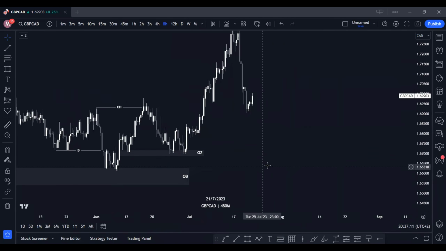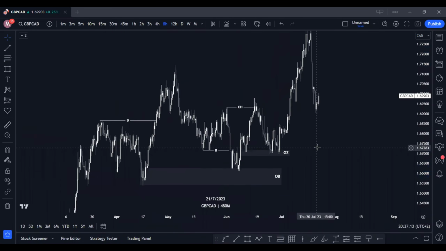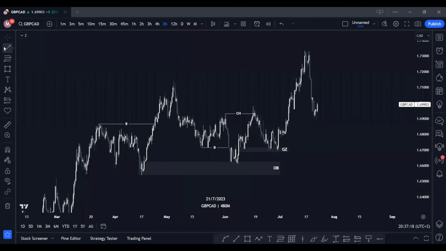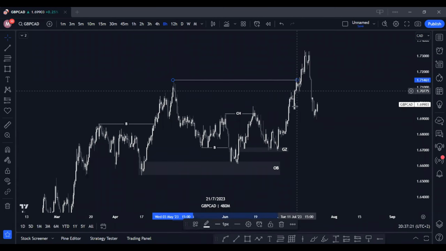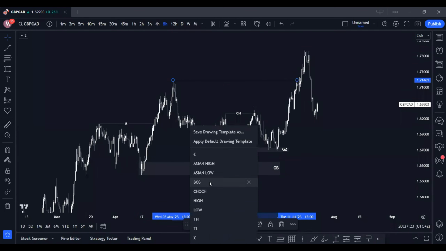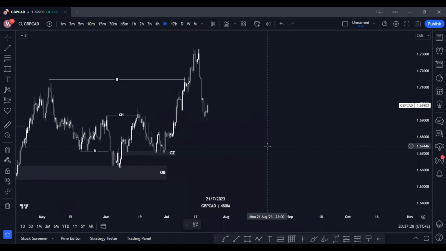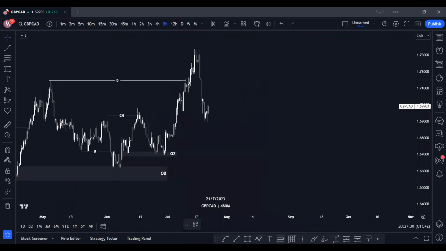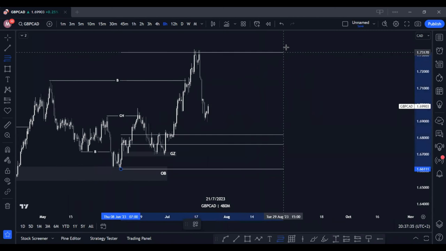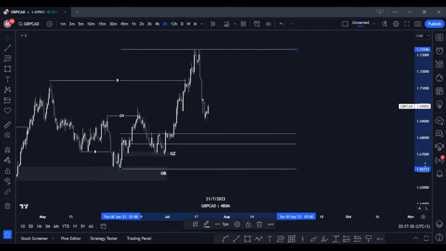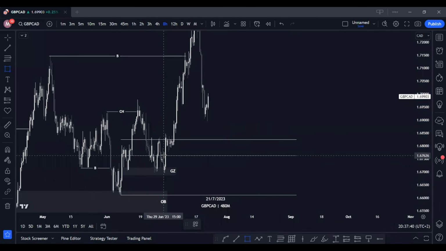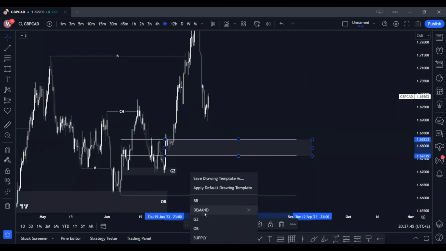So now what we're looking for is that we can see that price continues pushing to the upside and broke our previous high here, creating a break of structure, okay? So immediately when you have this break of structure here, you look to take your buying opportunities. So right now I'm looking to take my buying opportunities from this golden zone level here.